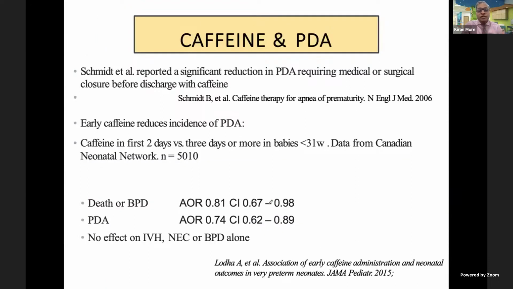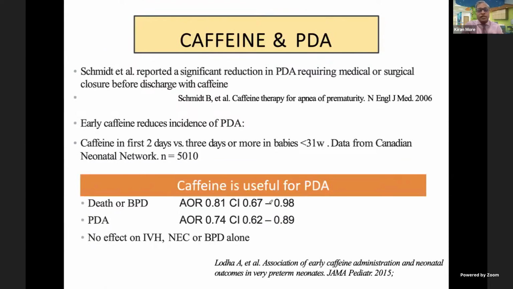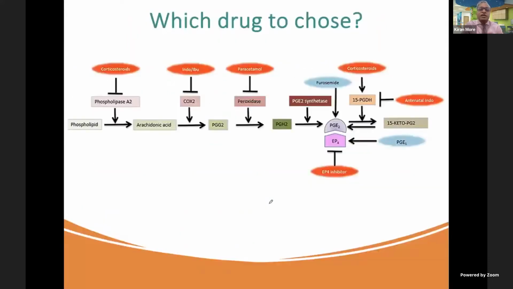Caffeine has shown to be beneficial for everything: long-term outcome, lungs, and also PDA. It's good. So all the preterms anyway, our interest is less than 30 weeks, so they anyway get caffeine. So caffeine is beneficial for PDA. So give it. And then which drugs to use. And there are different approaches.